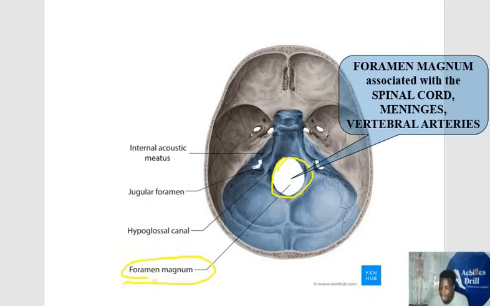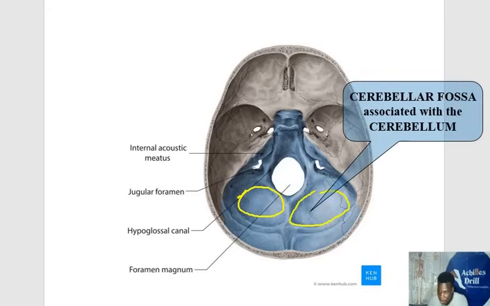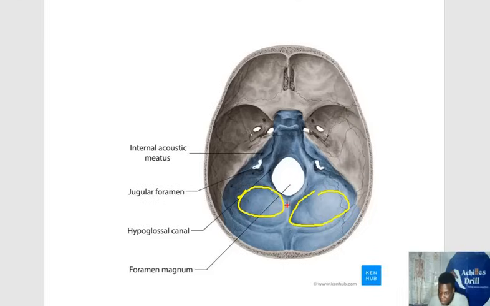We also have some structures here in this posterior cranial fossa. Can you take a look at this? This region right here is the cerebellar fossa. The cerebellar fossa is occupied by the cerebellum, and it is separated by this median crest right here. We'll still talk about those crests.